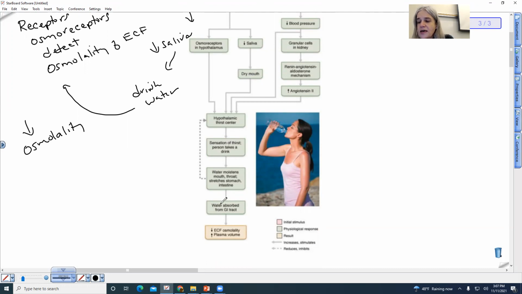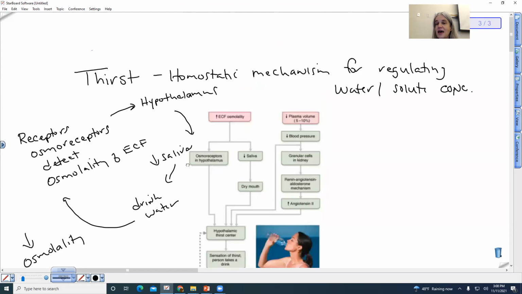And then as water is absorbed from your gastrointestinal tract, you're going to feel the stretch receptors in your stomach, and you're going to feel hydrated, and you might be producing saliva. And so the sensation of hydration takes over, so you don't drink too much water, right? You don't want to drink too much water because drinking too much water is going to make your osmolality too low.